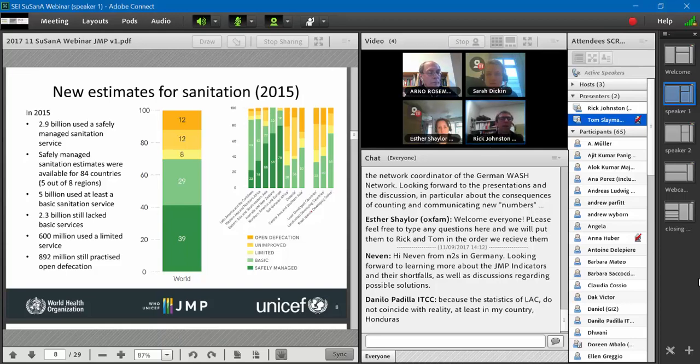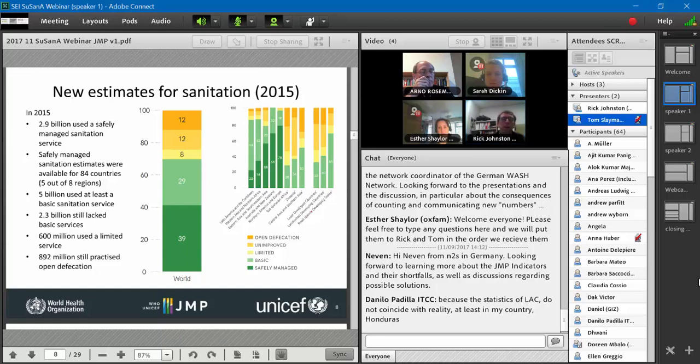And an additional 29% of the population, that makes 5 billion people in all, used at least a basic sanitation service. Now, with 7.3 billion people in the world, that does mean there are still 2.3 billion people lacking basic services. And those are these 3 rungs: the limited, the unimproved, and the open defecation, where we still see 600 million people using limited sanitation services, shared facilities that are otherwise improved, and 892 million people still practicing open defecation.